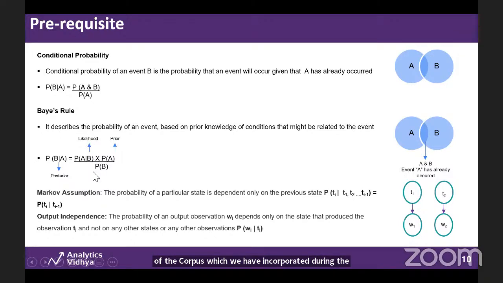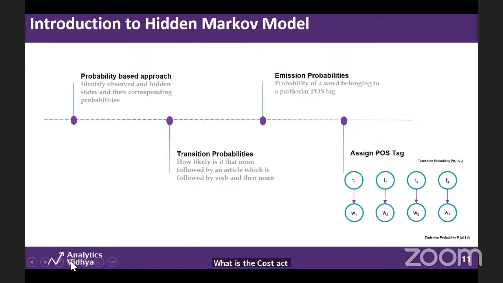Next is the output independence. The probability of an observed output depends on the state that produced the observation and not on any other states or any other observation. This is quite tricky to understand right now, so I will probably explain it with an example. Ultimately, through the HMM model, what we are trying to achieve is, given a word, what is the POS tag? This is how a typical HMM model would work. As we all know, it is a probability-based approach. As I mentioned earlier, I will come to this concept of observed and hidden states later.